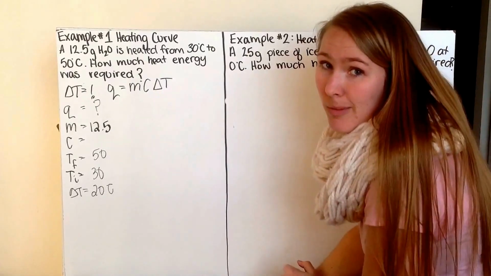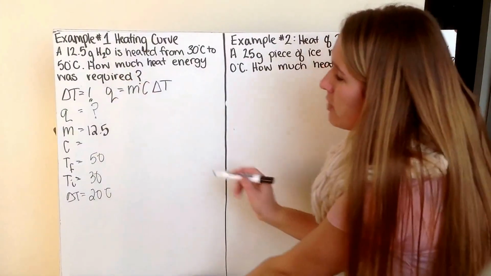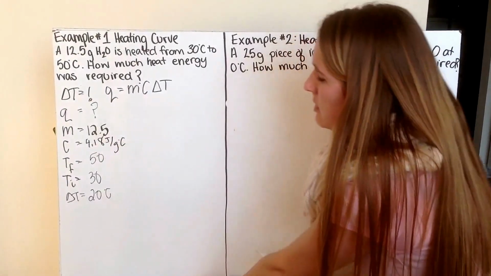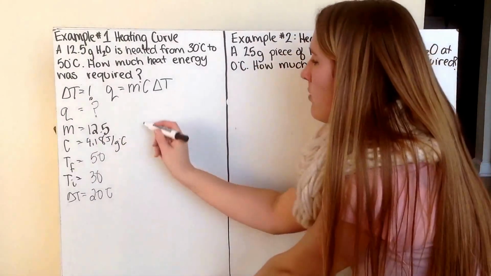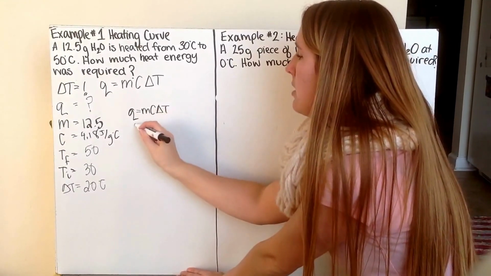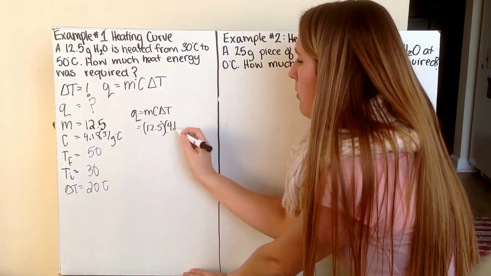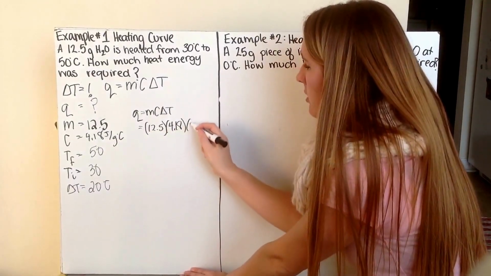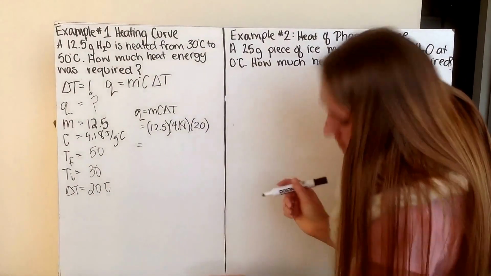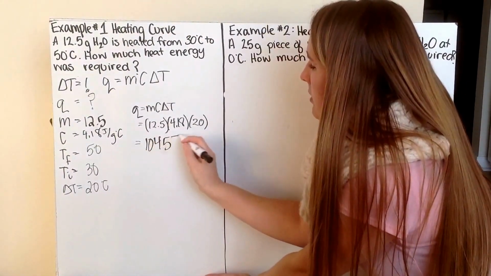We're not given C, but we know C, because C is the specific heat of water. We're looking at water. We know our specific heat of water is 4.18 joules per gram degrees Celsius. We know all our variables but one, so we can write our equation. Q equals mc delta T, plug in, mass 12.5, specific heat 4.18, change in temperature 20 degrees Celsius. When I do that, I get my amount of heat required to be 1,045 joules.